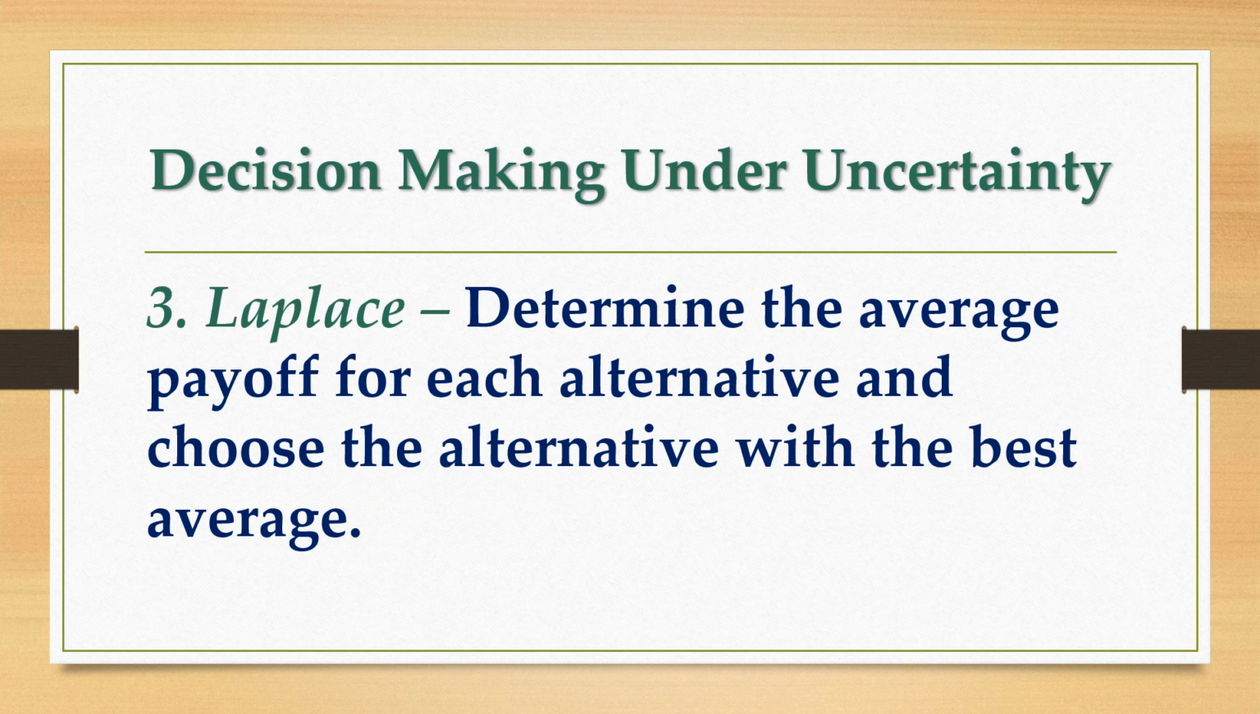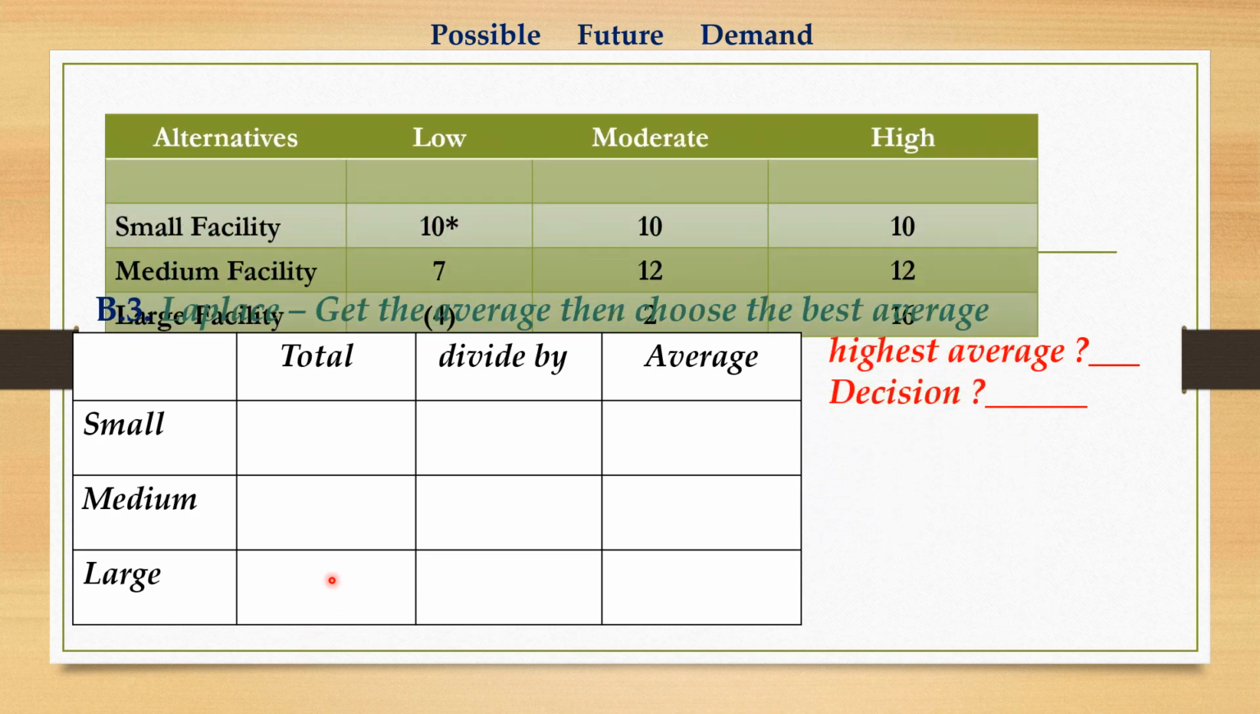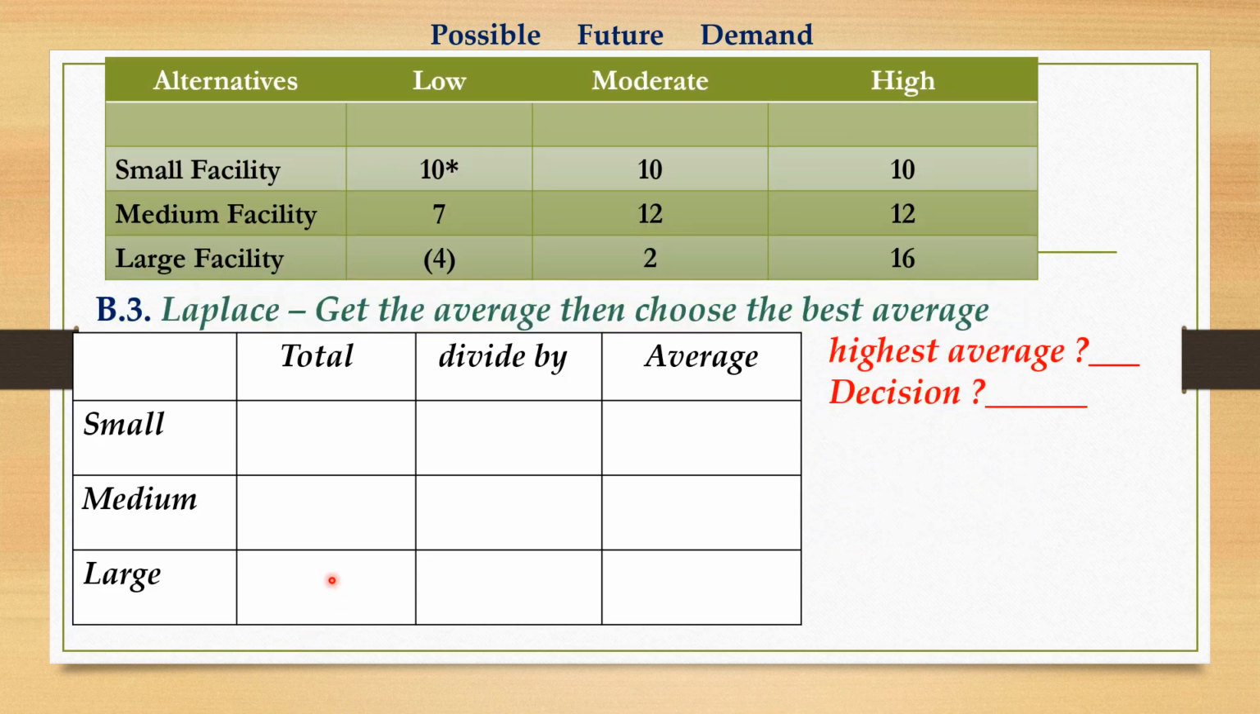The next criterion under environment of uncertainty is Laplace, wherein all we have to do is to get the average and choose the alternative with the best average. So this will be the step. To continue with activity 2, B.3 requirement, Laplace criterion, create a table like this one for us to compute the average.